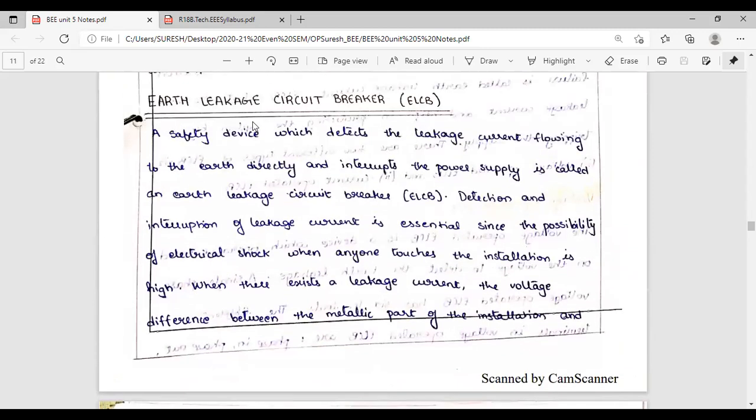See here. First of all, you should know what is ELCB: a safety device which detects the leakage current flowing to the earth directly and interrupts the power supply is called an earth leakage circuit breaker.